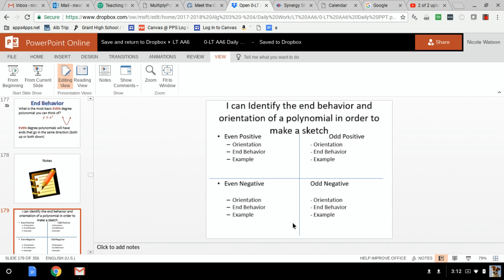Okay? What I want you to do is have this as your title: I can identify the end behavior and orientation of a polynomial in order to make a sketch. And then on the left-hand side, write "even positive." And then I want some space.